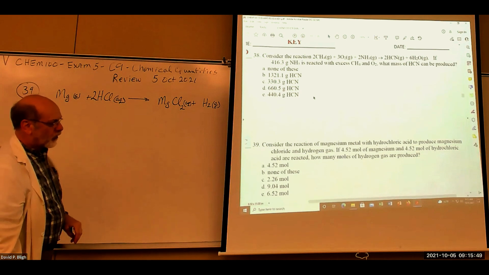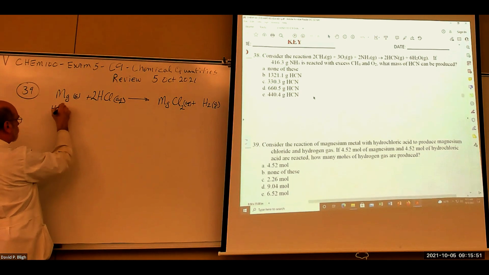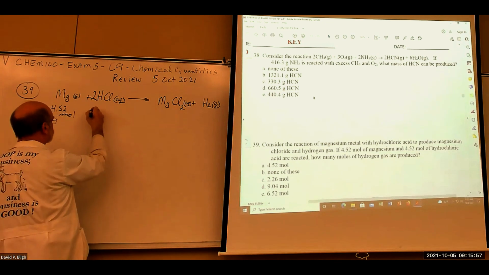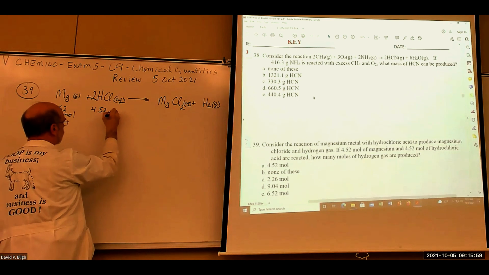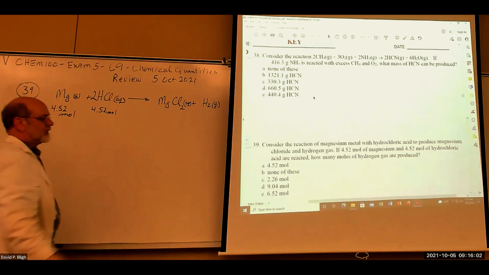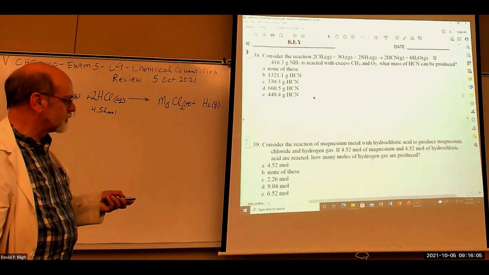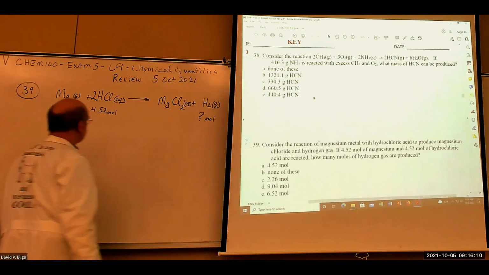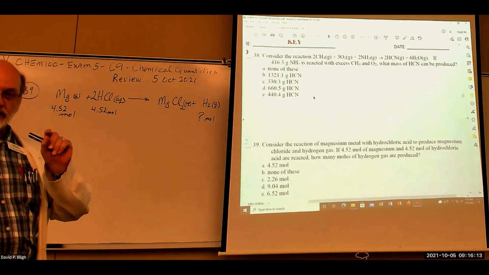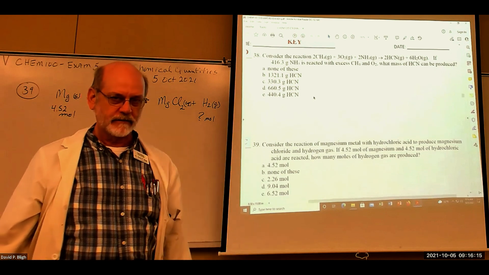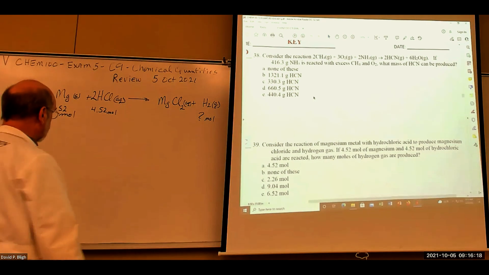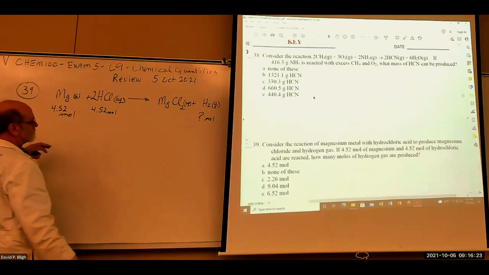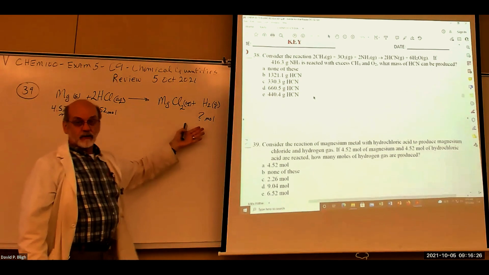Now what are we given? 4.52 moles of magnesium and 4.52 moles of hydrochloric acid. How many moles of hydrogen gas are produced? We've got given amounts of both reactants. One of them is going to run out. We just need to know which one. We could go ahead and do the calculation, how much of what, and that would give us our answer.